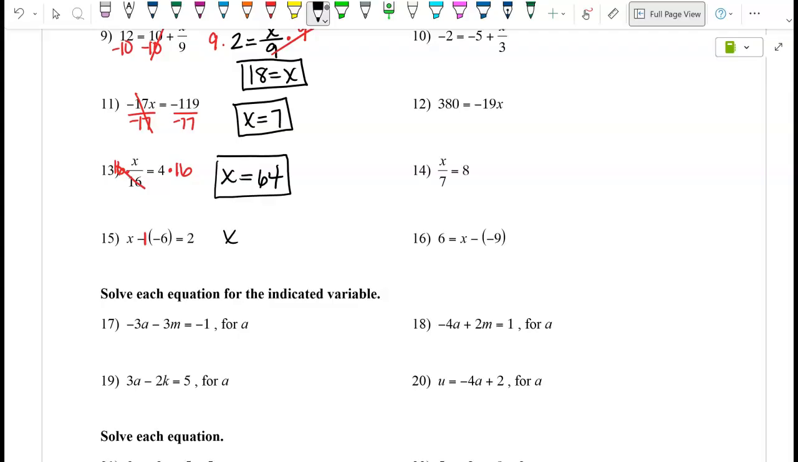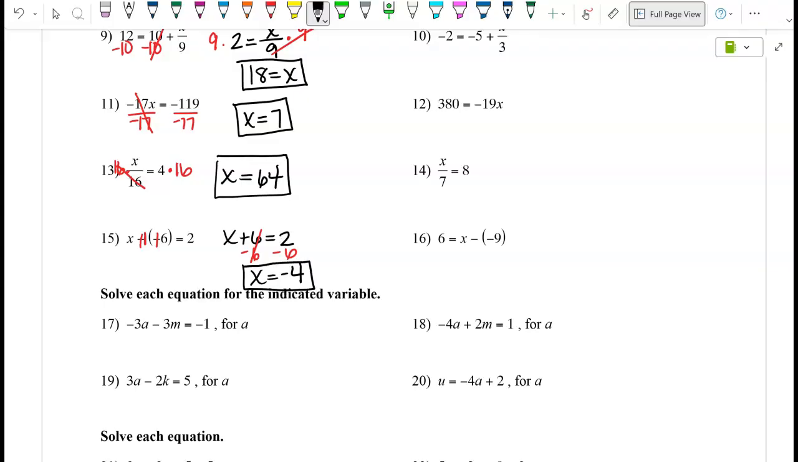So this is really x plus 6 equals 2 because double negatives end up being positive, a negative times a negative. So now, Travis, what should I do to both sides? Subtract 6, and then what is 2 minus 6? We get x equals negative 4.